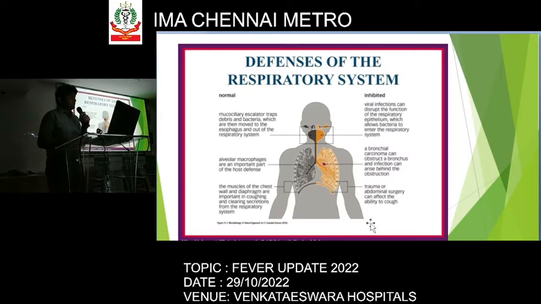The common defense mechanisms of the respiratory system are the mucociliary escalator mechanism, which is more prominent in the upper airway, and the alveolar macrophages in the lung parenchyma. The muscles of the chest wall and diaphragm are also very important in producing the cough reflex, which plays a major role in defense. When a viral pathogen enters the human body, it mainly affects the mucociliary escalator mechanism. When this mechanism is affected by the viral pathogen, there is a high chance that a superadded bacterial infection can easily enter our host system.